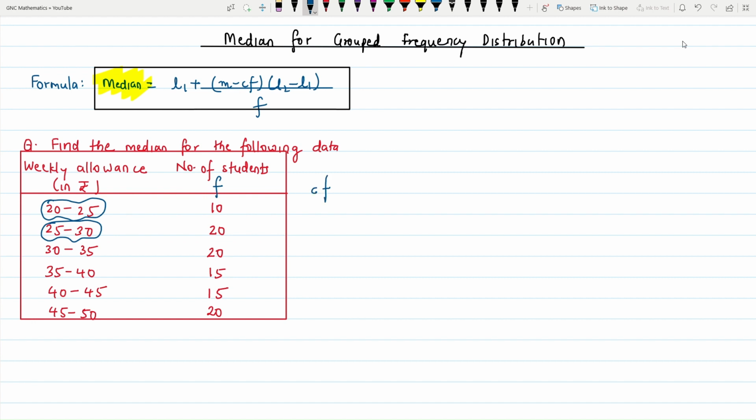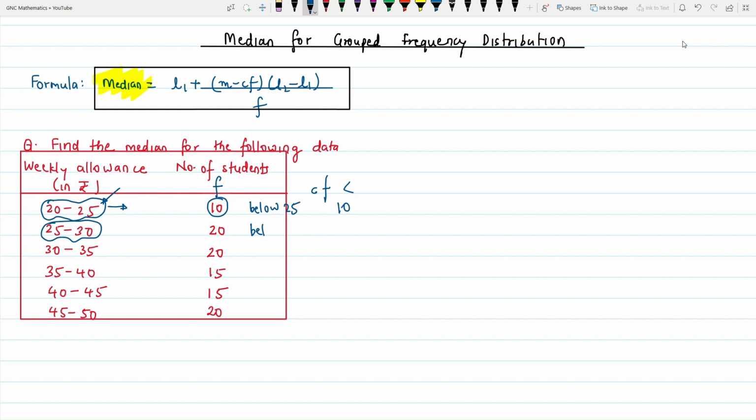To begin with, we will start by adding a new column to the data of CF. CF stands for cumulative frequency, and this will be less than type. To find out the CF, look at the upper limit of the class interval and ask ourselves how many observations are below this particular limit. So for the first one, we are going to check how many observations are below 25. So that is going to be 10.